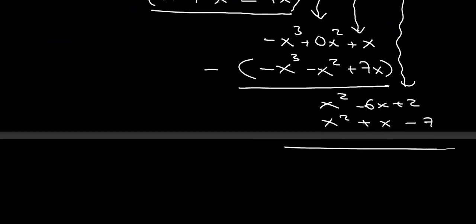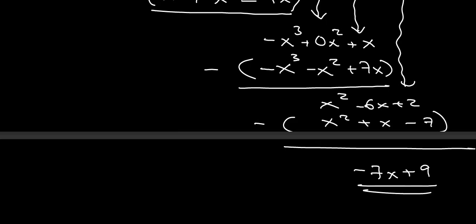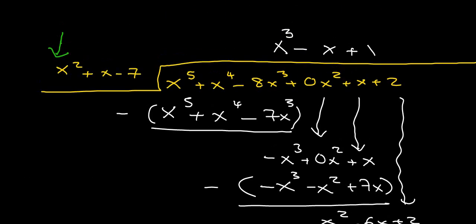If I find the difference here, this will give us negative 7x, then it is going to give us a 9. So this is a remainder. The remainder is negative 7x plus 9. I can't continue here because x squared cannot divide negative 7x. Then our quotient is the expression on top. We've already given the quotient, this one here on top, then the remainder is that one.